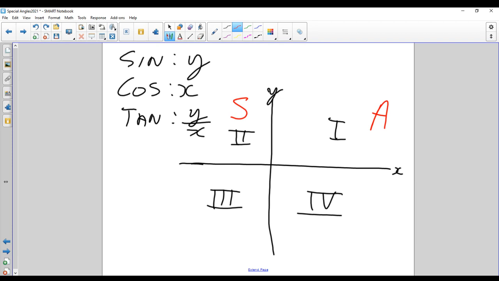Let's go to the third quadrant now. I'll give you another clue. Same clue I gave for the second quadrant. Only one of them is positive in the third quadrant. Only one. The other two are negative. Can anybody tell me which one is going to be positive? Yes. Tangent. There you go. Because x and y are both negative, and you divide a negative by a negative, get a positive. So tangent is actually positive in this quadrant.